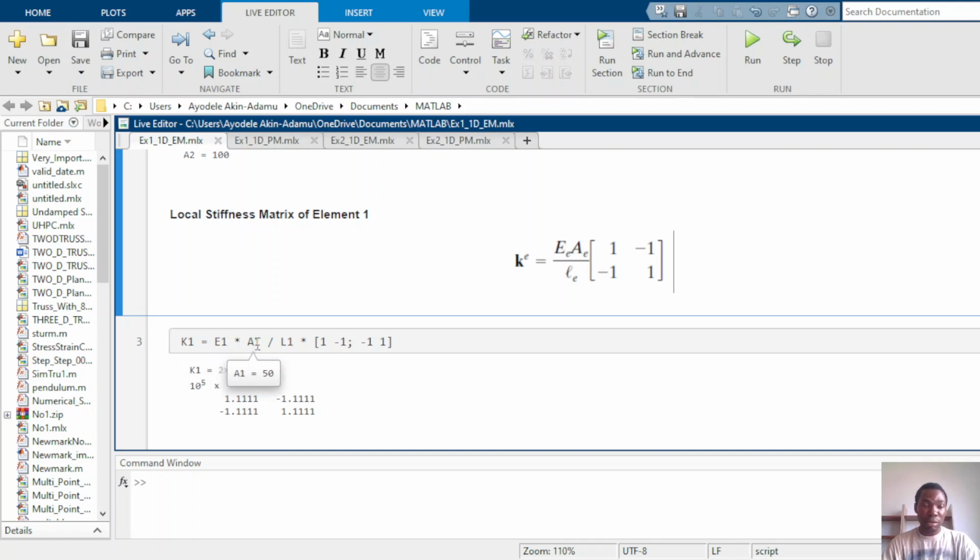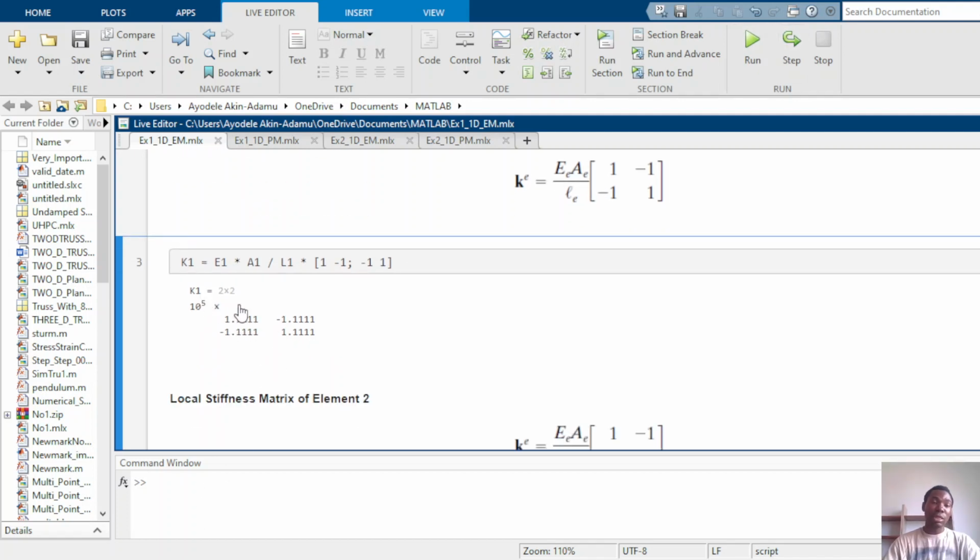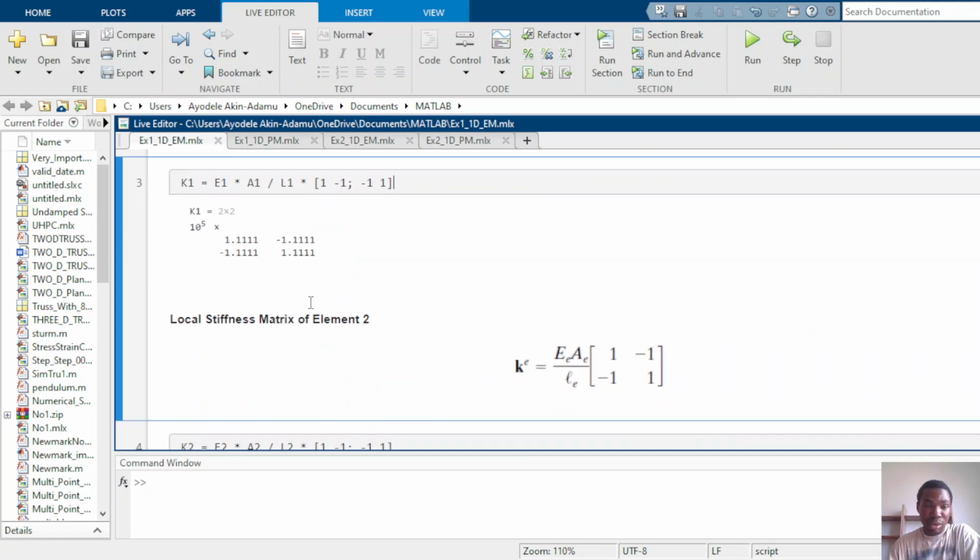The A is A1, which is 50. The L is L1. The length is L1, which is 90 mm, multiplied by this matrix. This is how you denote the matrix in MATLAB. So once I've written this code and I click on run, the K1 matrix gets calculated and also gets stored in the MATLAB memory. Now we have calculated our local stiffness matrix of element 1.